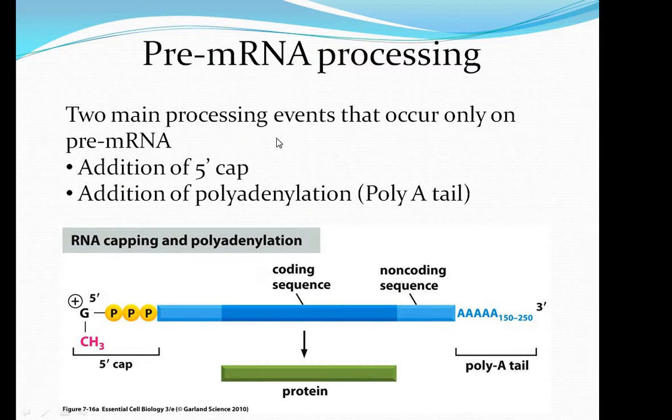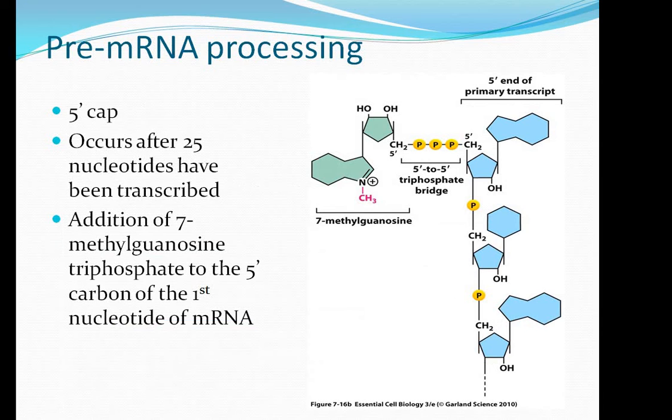So pre-mRNA processing includes events like the addition of a 5' cap and polyadenylation, or the addition of a poly-A tail. Here we can see a fully mature mRNA, and here is the 5' cap, and here is the 3' tail. So these are the modifications that happen after transcription. So let's see each one individually.